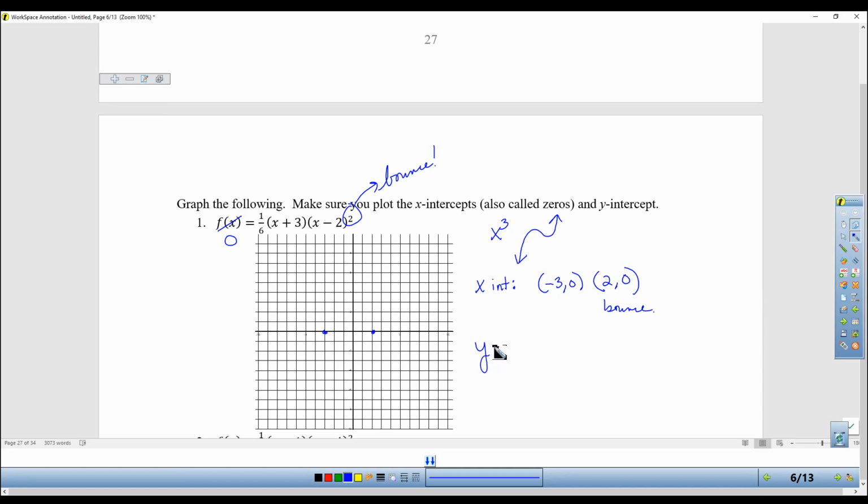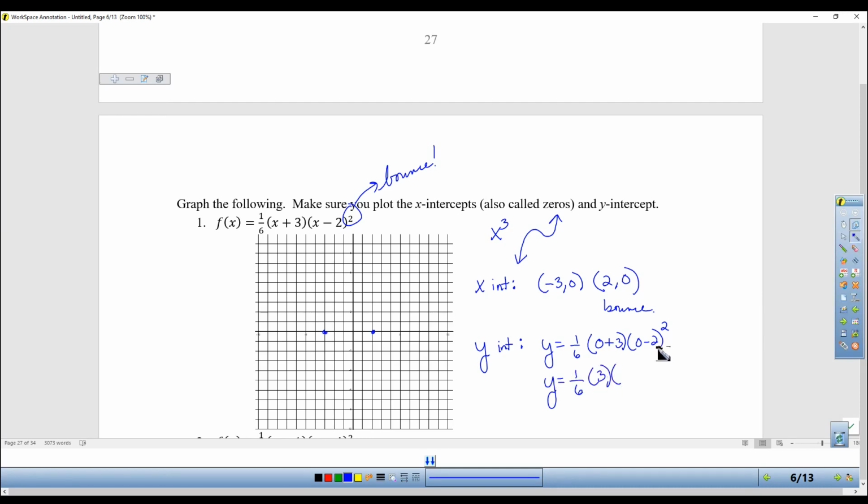And then I'm going to get my y-intercept. Remember that a y-intercept is the opposite. Instead of y being 0, the x is 0. So y is equal to 1/6 times 0 plus 3 times 0 minus 2 squared. I'm just going to tell you right now, a lot of kids multiply this all the way out just so they can find the y-intercept. Don't do that. It's a complete waste of your time. And you know how long my tests are. You definitely do not want to waste a minute.